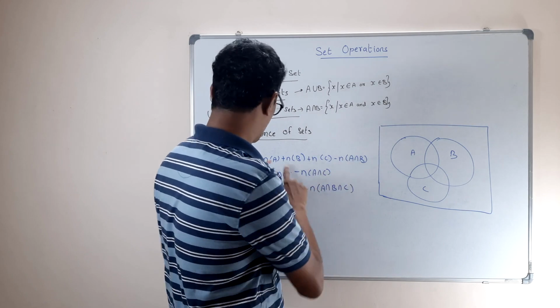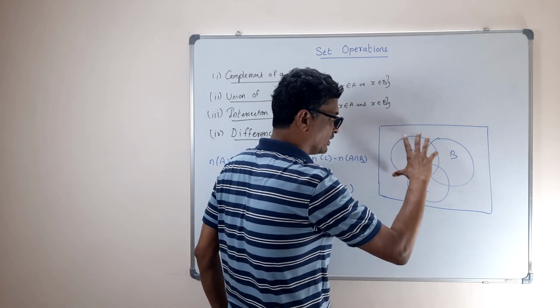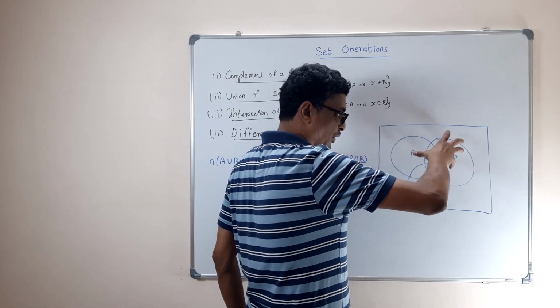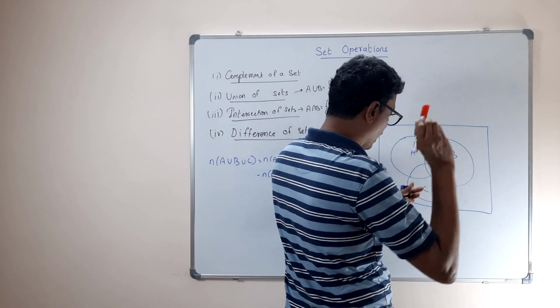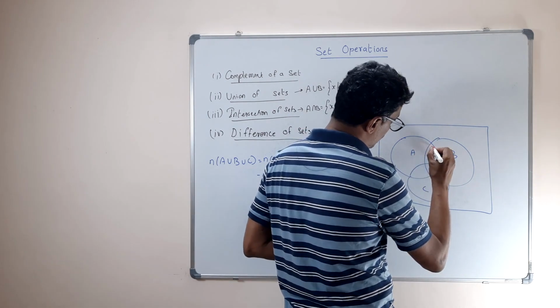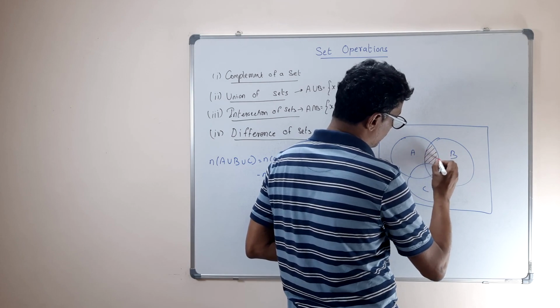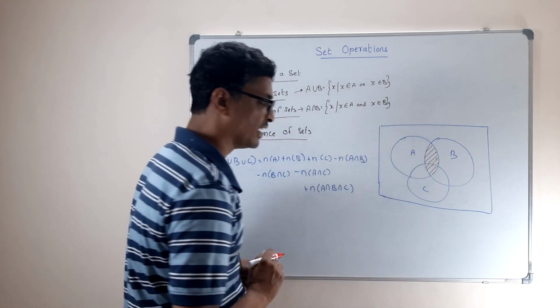So see the point. Let me put it: n of A, n of B, n of C. What is n of A? This whole thing. What is n of B? This whole thing. So this portion, I will mark it now in red, whichever portion is double counted. So this is double counted. Correct. So this portion is doubled.